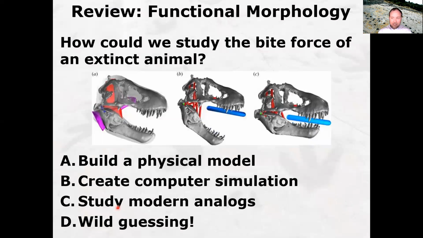So, okay, let's review. Going back to functional morphology, one of the examples that we used was Tyrannosaurus rex's bite force. There are no living Tyrannosaurus rex. There are no living non-bird dinosaurs to go study their bite force. How could we possibly know how strong T-Rex's bite was? So how could we study the bite force of an extinct animal? Take a look at the options there and think about what we might be able to do to get a good estimate of the bite force.